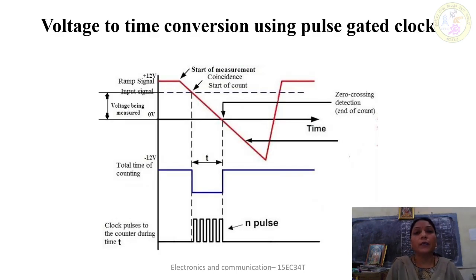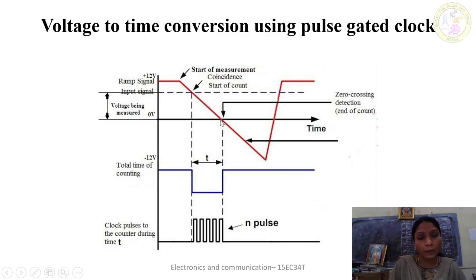See here, so first C1 and C2, two comparators, are used in this ramp DVM. So here the first comparator starts the measurement at this level, so the input is from 0 to 12 volt. Here it counts up to where C1 compares up to 0 volt. So when it reaches the zero crossing detection, at that time the second comparator will generate the stop pulse for the gate. So the gate counts from here to here.